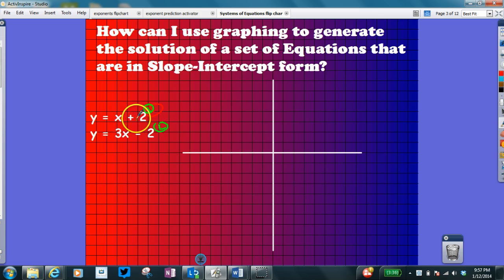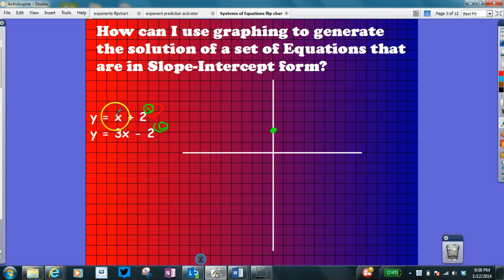So all we need to do is simply graph one of them at a time. y equals x plus 2. If you remember, that's slope-intercept form. This is going to be my slope. My slope would be 1. My y-intercept is going to be a positive 2. So remember, I want to start by graphing my y-intercept. So I'll go over here and go up to 2. Plot that point, because that tells me my y-intercept intersects the y-axis at 2.